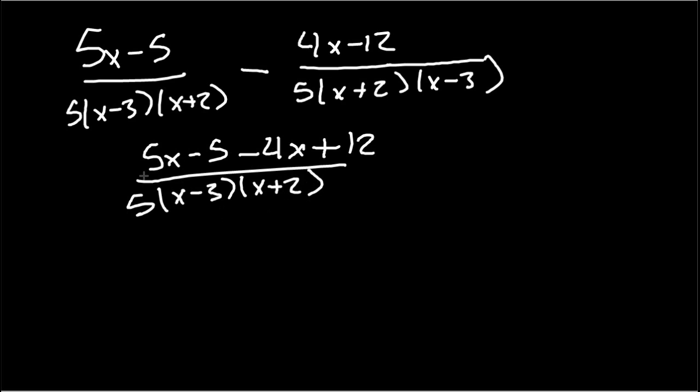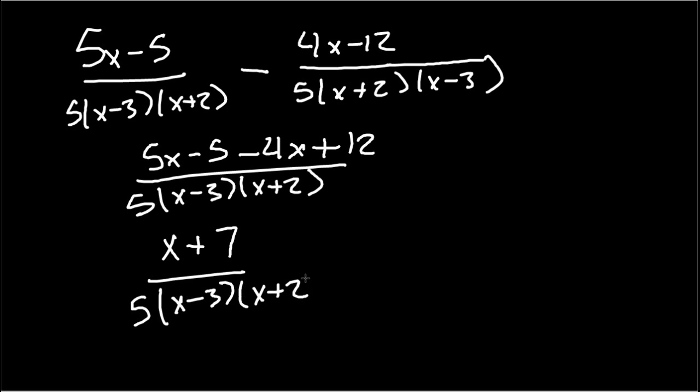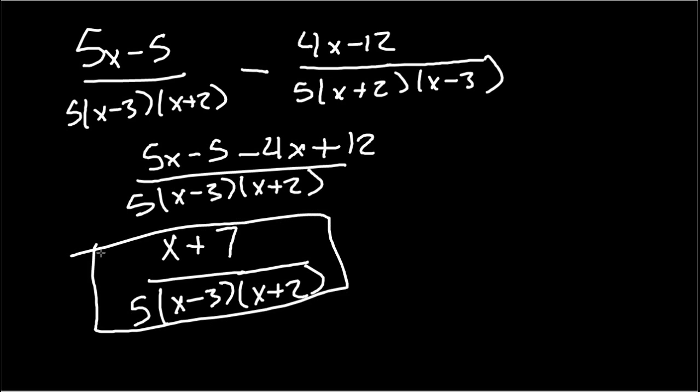So now we just do this math. 5x minus 4x just gives me x. Negative 5 plus 12 gives me positive 7 over 5 times x minus 3 times x plus 2. And again, always check. There's nothing I can factor or cancel. So this would be your final answer.